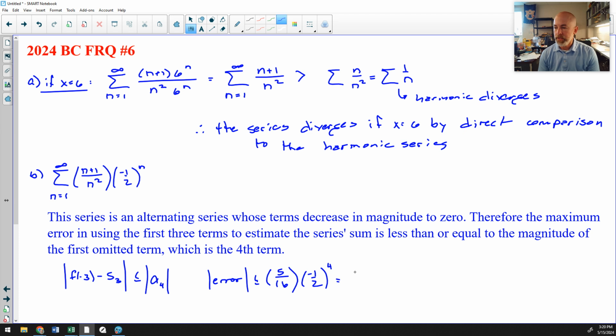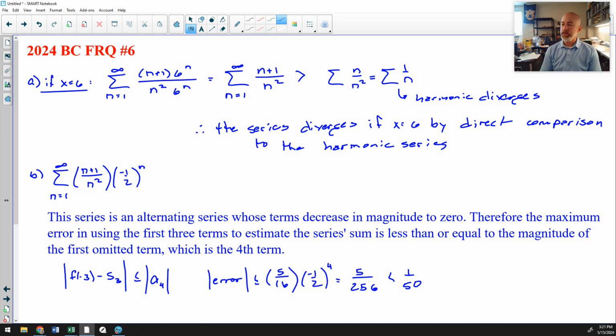That ends up being 5 over, that'd be 16 times 16 is 256. And we are shooting to show that this is less than 1/50. And it is. 5 over 250 would be less than 1/50, and that denominator is slightly larger. So there is our error approximation on that one.